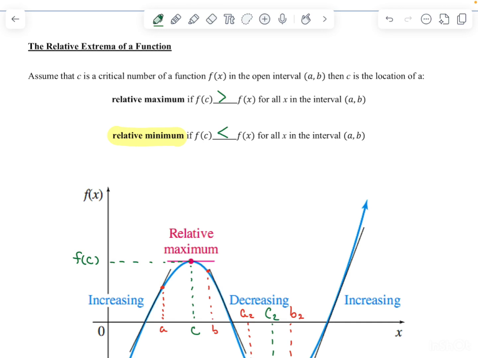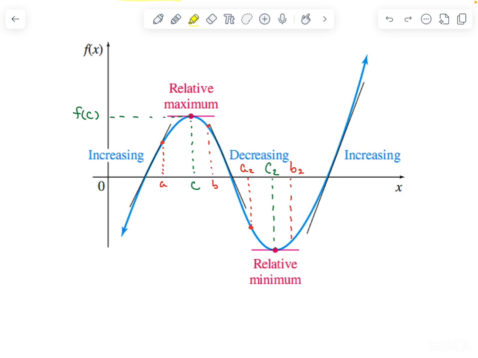Now I'm going to describe the relative maximum and the relative minimum of a function by showing you a graph. In this example, c is the location of a relative maximum, and that is because in the open interval from a to b, f of c is the largest output value. c sub 2 is the location of a relative minimum because in the open interval from a sub 2 to b sub 2, f of c sub 2 is the smallest output value.